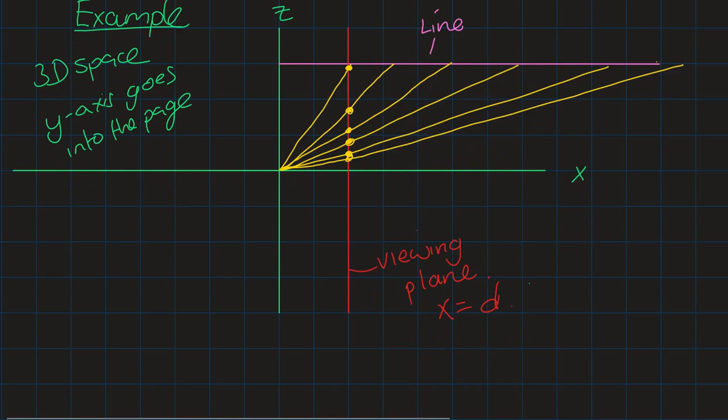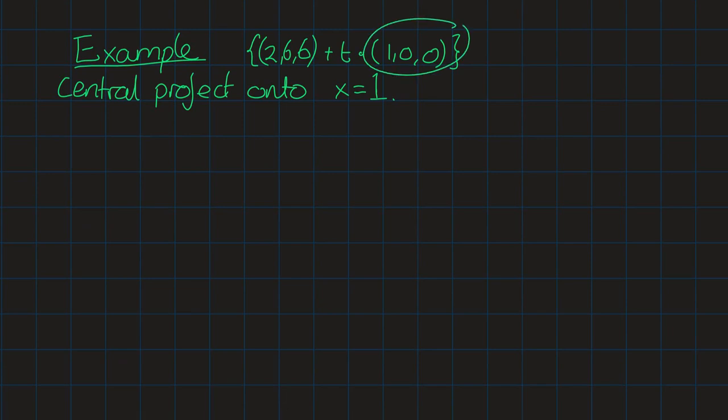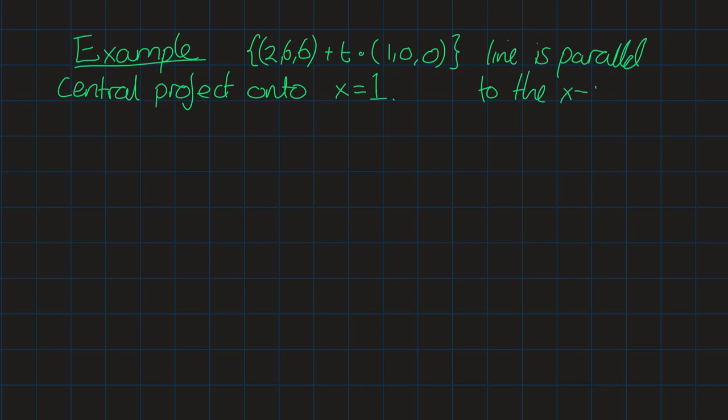Let's do an explicit example. So let's look at this line right here, (2,6,6) plus t times (1,0,0). Because the direction vector is (1,0,0), this means that this line is parallel to the x-axis, right? Because the direction vector points in the same direction as the x-axis. And I want to centrally project this line onto the plane x equals 1. So how do I do this?